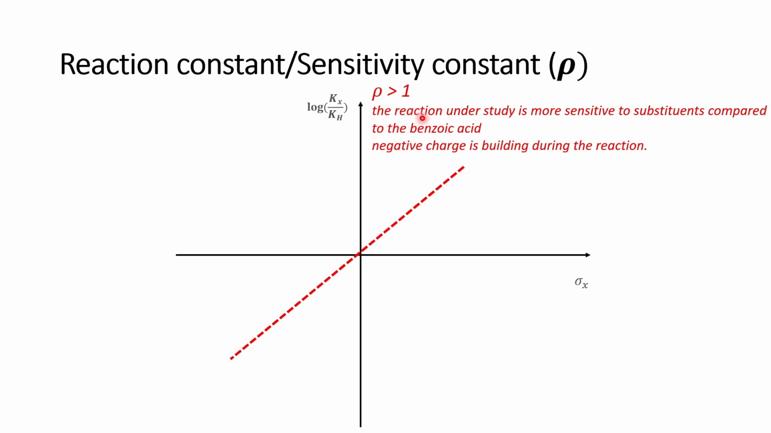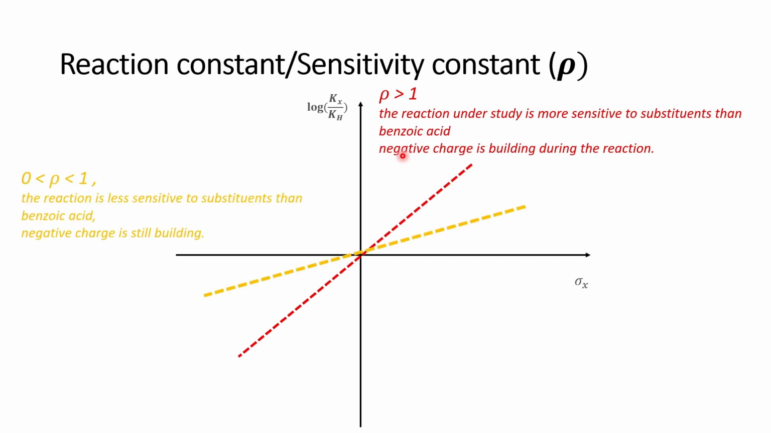With this kind of slope, you can clearly see the reaction under study is more sensitive to the substituents, and actually more sensitive than the benzoic acid. If you have a positive slope like this, clearly a negative charge is building up during the reaction. For example, during the intermediate stage, we can see a negative charge building up in the intermediate of these reactions.